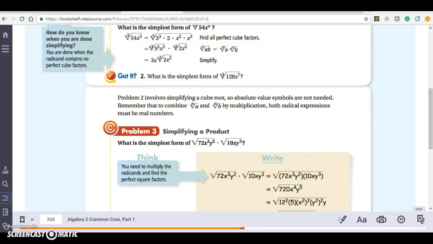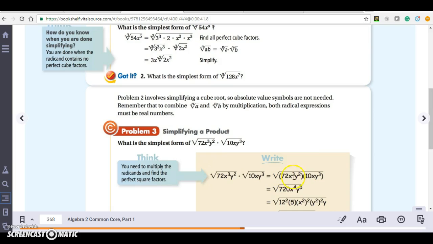Okay, let's take a look at problem 3, simplifying a product. What is the simplest form of the square root of 72x to the third y squared times the square root of 10x to the third? Okay, so the first thing we need to do is multiply. And since they have the same index, we can multiply them.